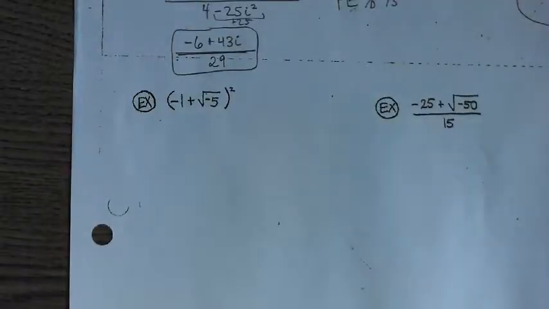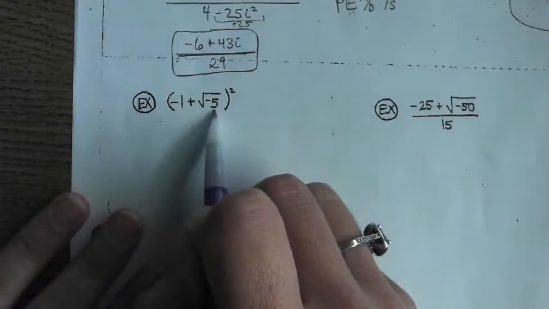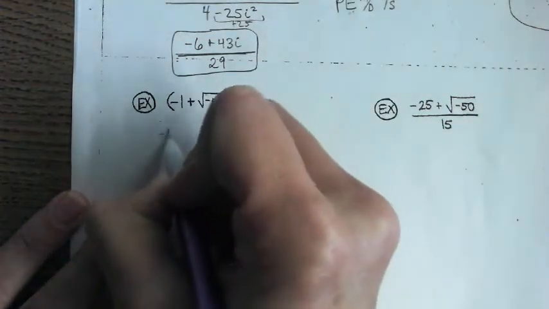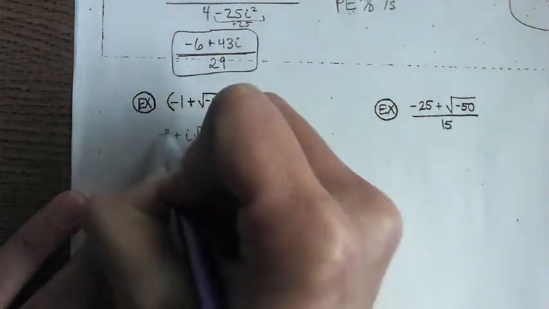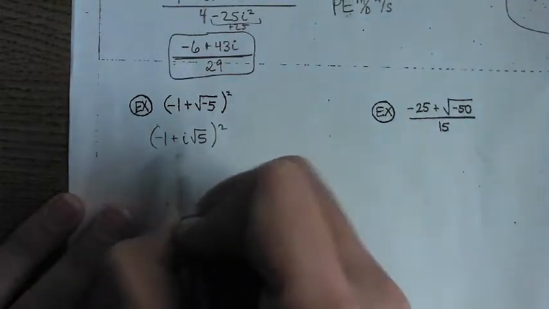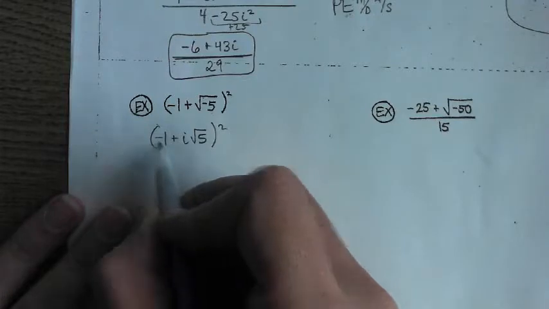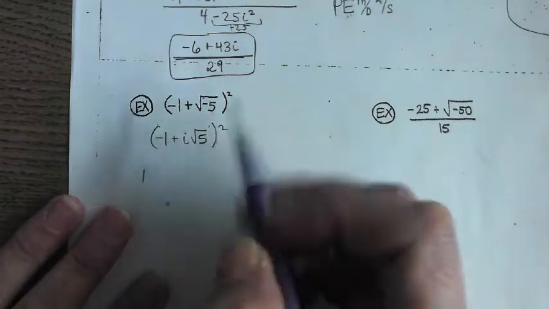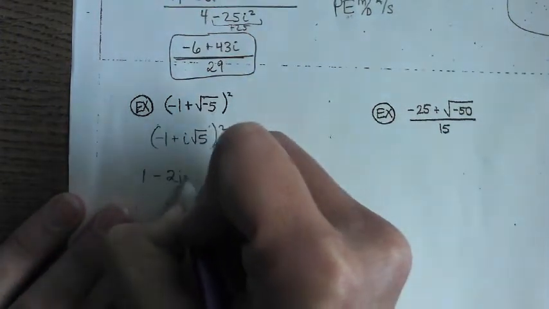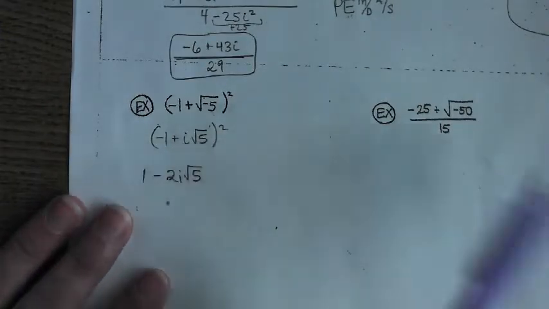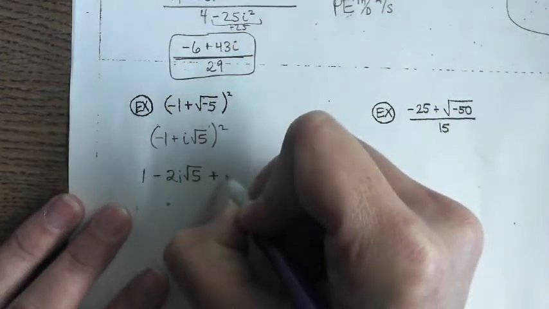Next example. Again with this one, because there is the square root of a negative there, we should simplify first. So that would be negative 1 plus i root 5, squared. If you square that out, you're going to get 1 times 1 is 1. Your outer is going to be negative i root 5. Your inner is going to be negative i root 5, which is going to make negative 2i root 5. And then your last term is going to be i root 5 times i root 5, which is 5i squared.